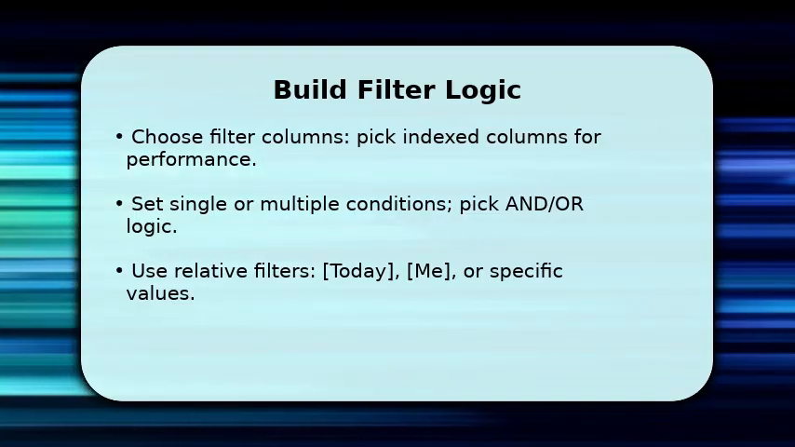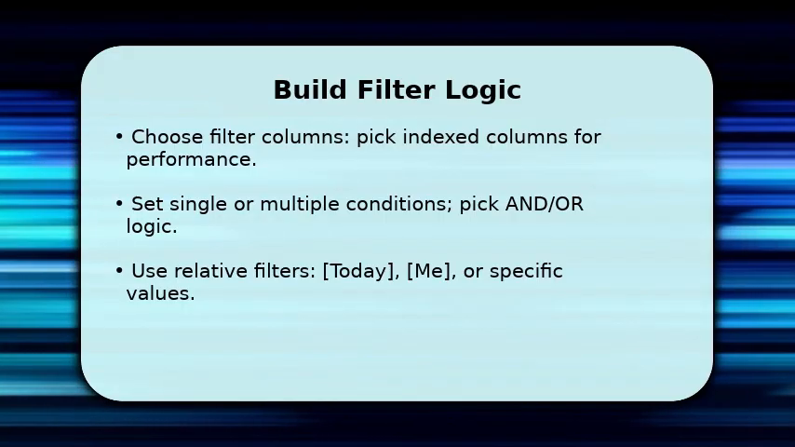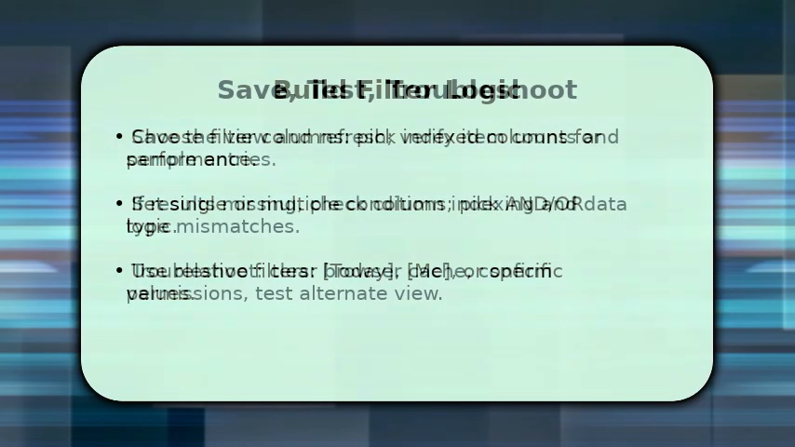Use relative tokens like today or me for dynamic filters that update automatically. This is why you'll get the right subset without manual edits. Once the rules reflect your intent, preview results. Finish by saving the edited view and refreshing the list so the filter is applied.